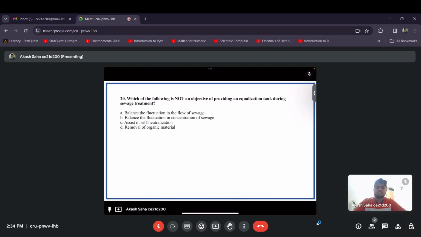Which of the following is not an objective for providing an equalization tank during sewage treatment? So we are talking about the equalization tank objectives. Which of the following is not an objective for the equalization tank? The options are: balance the fluctuation in the flow of sewage, balance the fluctuation in concentration of sewage, assist in self-neutralization, and removal of organic matter.